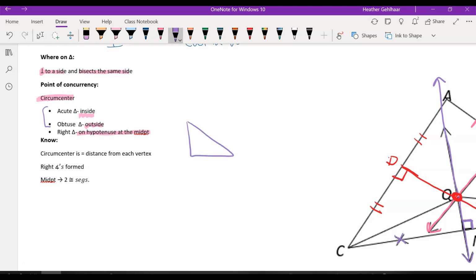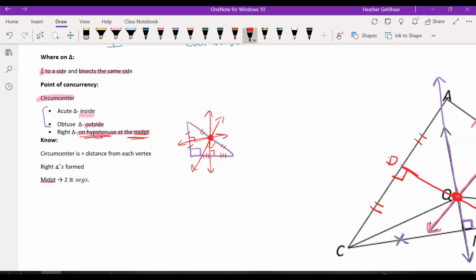If I were to draw a right triangle here, and I were to draw the perpendicular bisectors, let's say this is a perp bisector. Let's say this one looks pretty accurate. And then I'll draw one here. So all of these red lines here are perp bisectors. As you'll see, they intersect here on the hypotenuse, at the midpoint. So this is where they'll intersect.